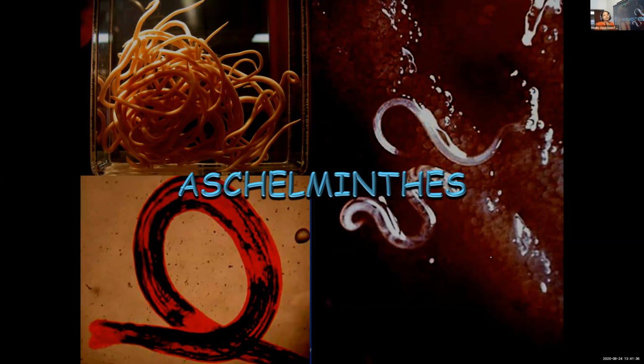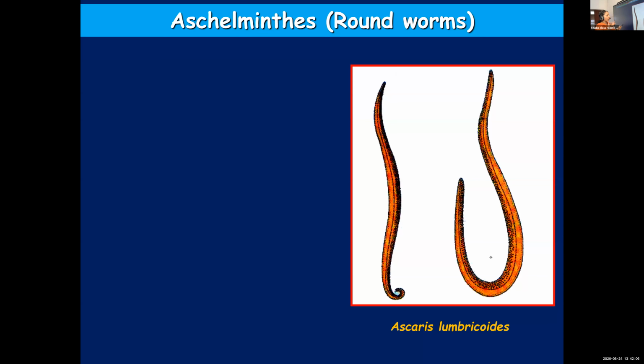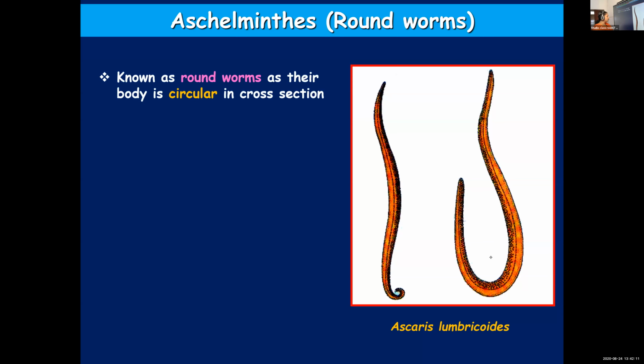in Platyhelminthes, the body is dorso-ventrally flattened, but in Aschelminthes, the body is cylindrical. So you call them roundworms. Roundworms, not in the sense of circular or bowl-like structure. They are known as roundworms because they are long and cylindrical in shape. Rather than being flattened, they have a rounded body.